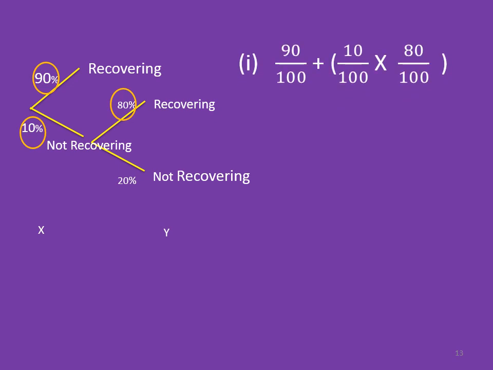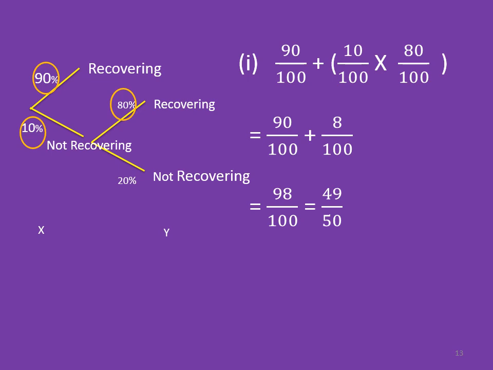Now take the probability. Write these as fractions. 90 over 100 plus, within brackets, 10 over 100 multiplied by 80 over 100. Now you can simplify 90 over 100 plus 8 over 100, 98 over 100. You can simplify 49 over 50.